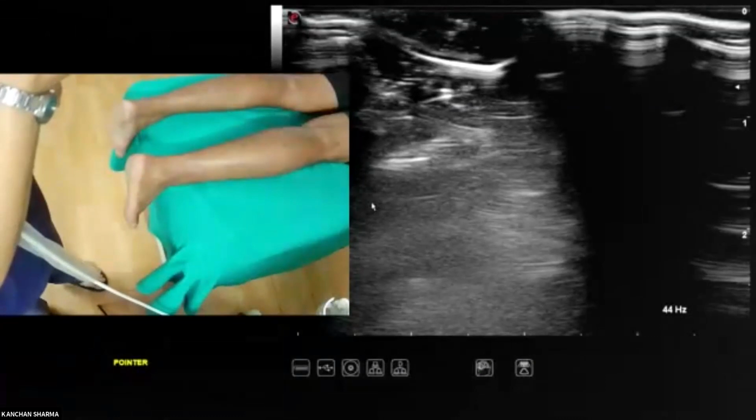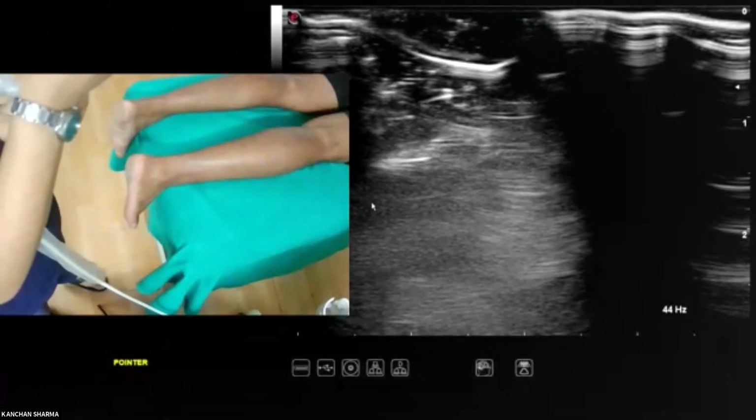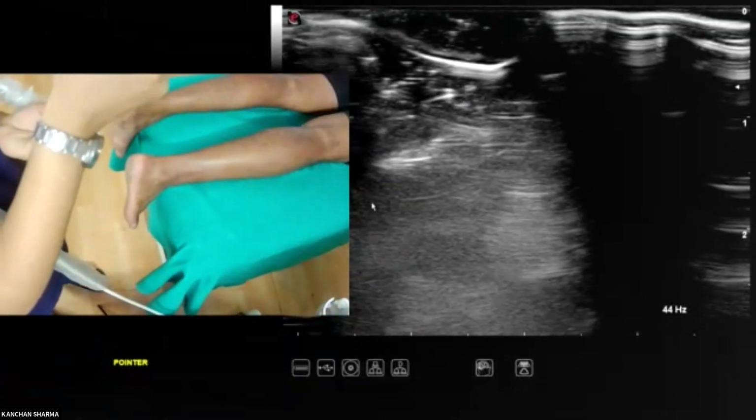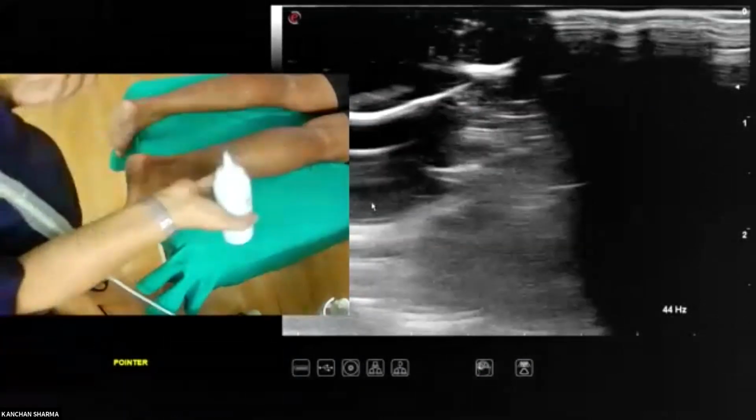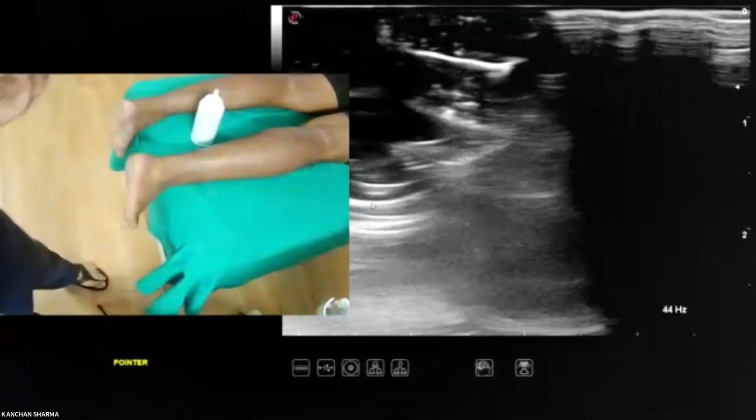Depth I'm keeping the same, because that is again going to be very superficial. Focus is also somewhere beneath, somewhere above 5. I think it is 6 or 7.